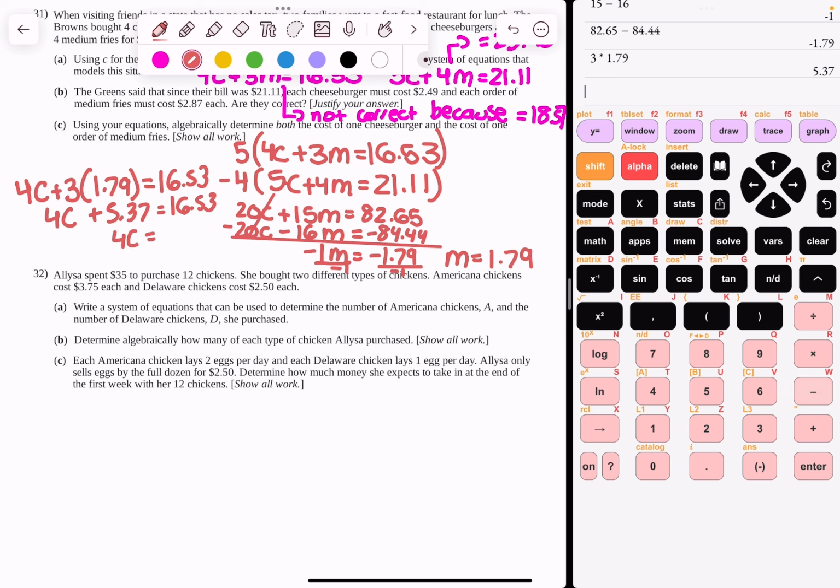I will subtract the 5.37. No, it's 16.53 minus 5.37, and I get 11.16. Divide by 4, and I'll find out that the cheeseburgers are $2.79. Perfect. These are the two prices.